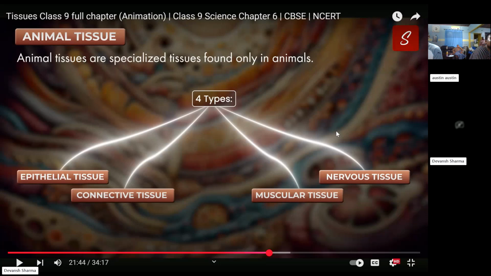Now make this flow chart. Animal tissues are of four types. These four types we will study in humans. So first your epithelial tissue, then connective tissue, muscular tissue, and nervous tissue.